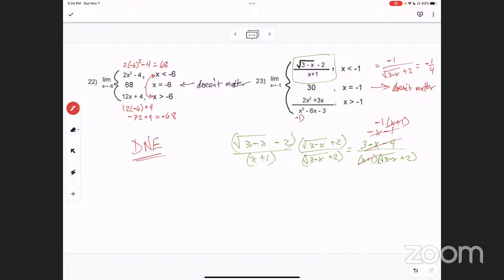Let's try it. -1 squared plus 6 minus 3. So that's 1/7, that's 4.